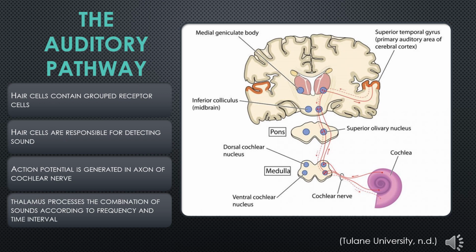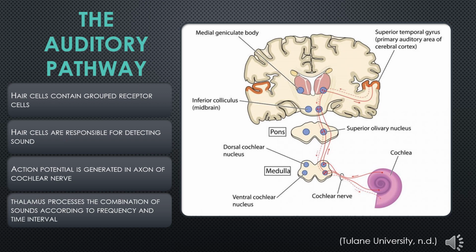These action potentials propagate through the axons of the vestibulocochlear nerve and synapse at the cochlear nuclei. Axons from the cochlear nuclei then synapse on the superior olivary nucleus and the pons before comparing information from both ears to determine the location that the sound is coming from.